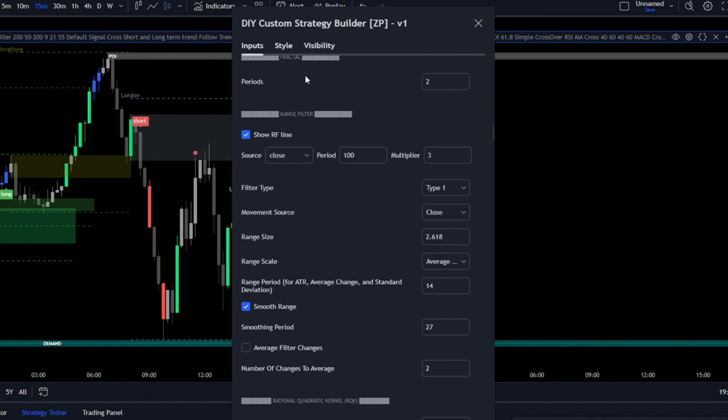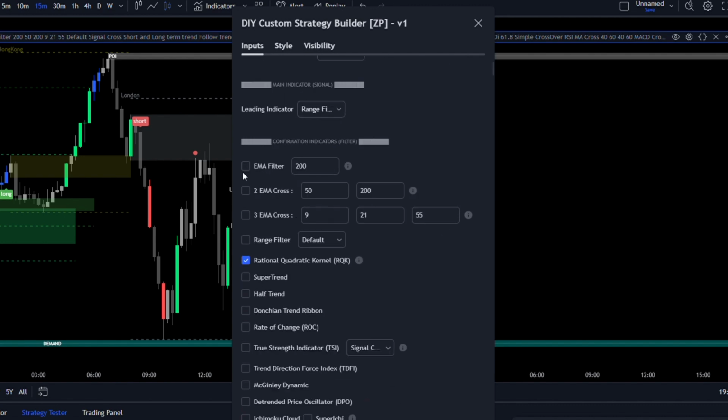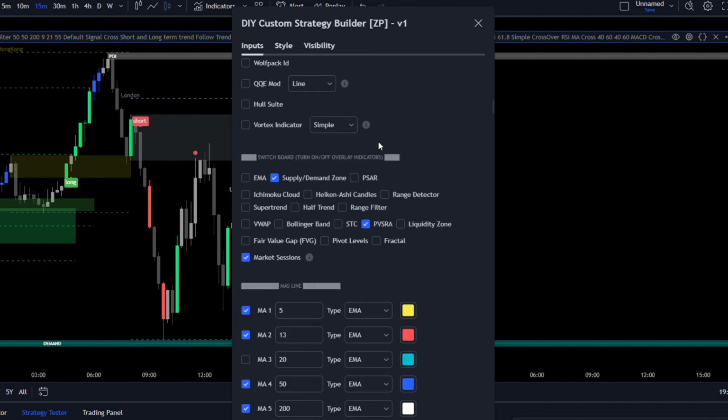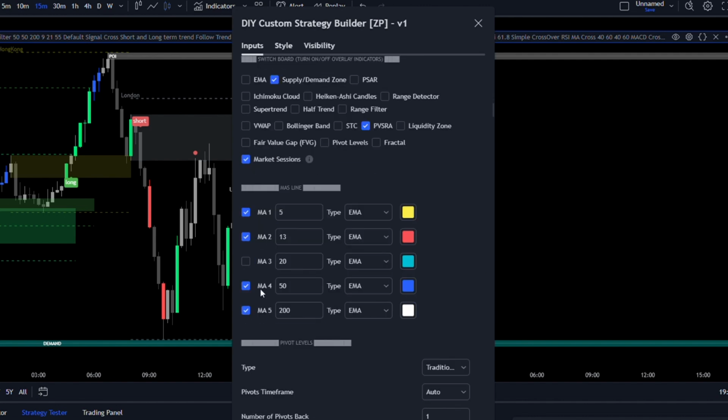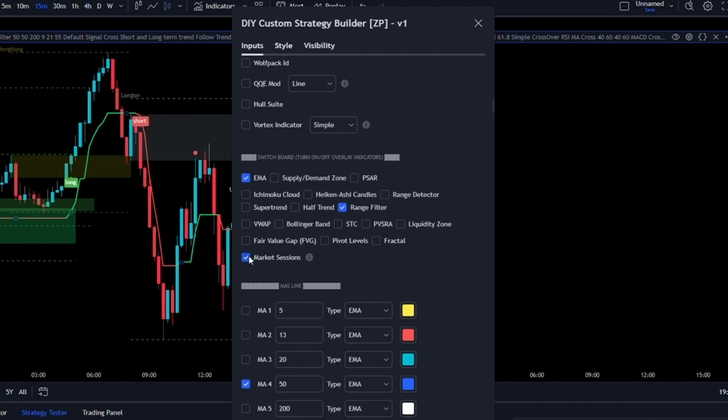As we can see here, underneath range filter, we need to change the period from 100 to 50. Then we need to go to the confirmation indicator section, as we need to check EMA filter and also change the length from 200 to 50. Now let's make some adjustments to this. We need to go down to the MA line section, which is here, and uncheck all the boxes apart from the MA 50. Then just make sure we've got the correct selections underneath switchboard, and we need to uncheck everything apart from the range filter and the EMA.